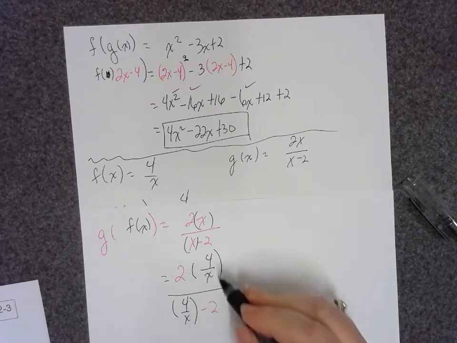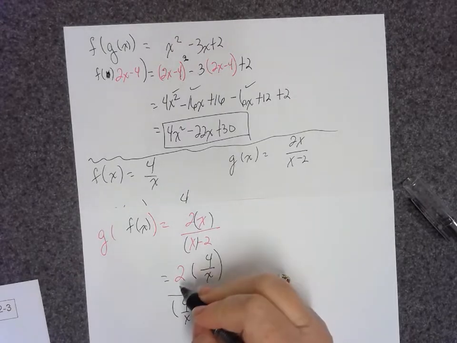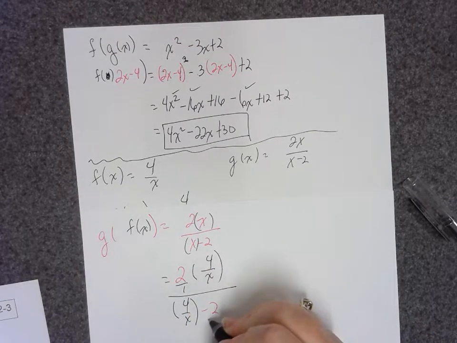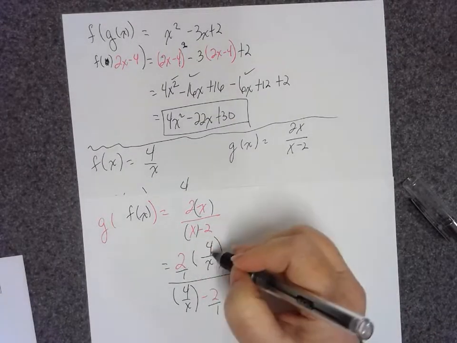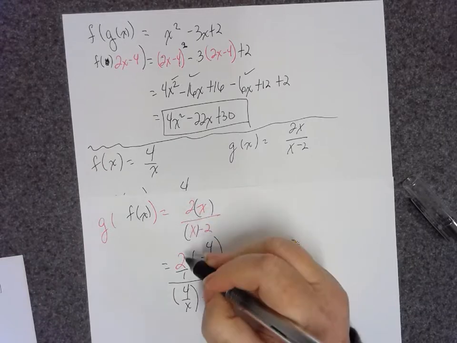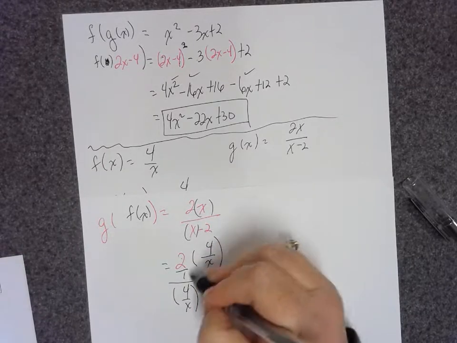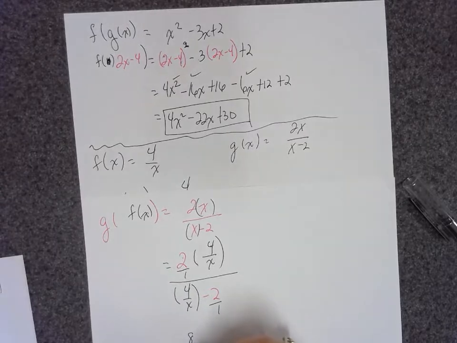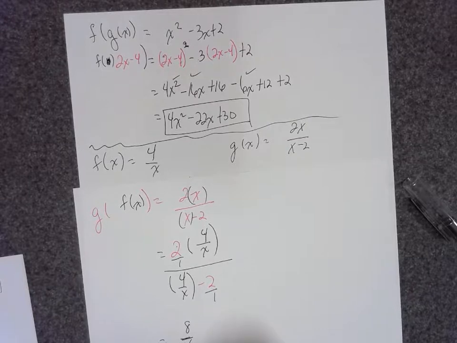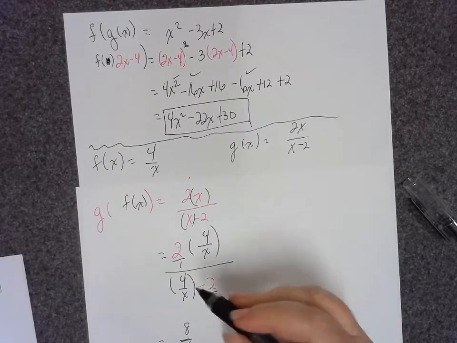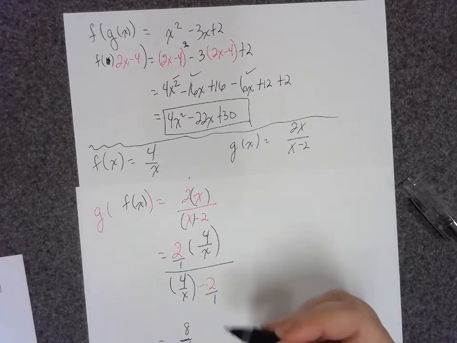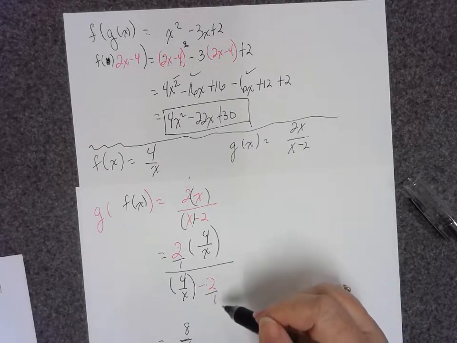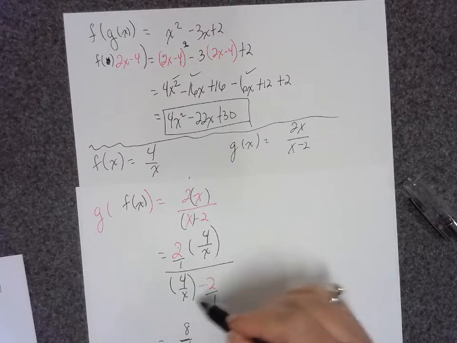We're going to clean up our numerator. This would be the same thing as 2 over 1 times 4 over x. When we're multiplying, we don't have to have the same denominator. So in the top, I get 8 divided by x. That is the numerator of my complex fraction. In the denominator, these are not being multiplied. These are being added and subtracted.